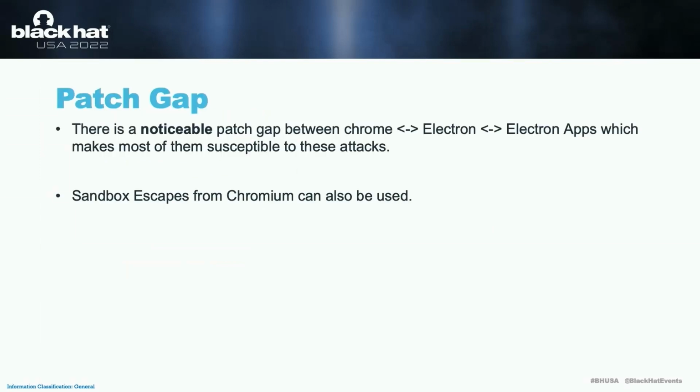As we noticed, we used a lot of V8 exploits to perform these attacks, and there is a noticeable patch gap within Electron apps and Chrome, which makes a lot of these apps susceptible to these attacks. If you want to go one step further, you can also use a sandbox escape from Chromium, which is pretty rare, but it can also bypass the sandbox true configuration.